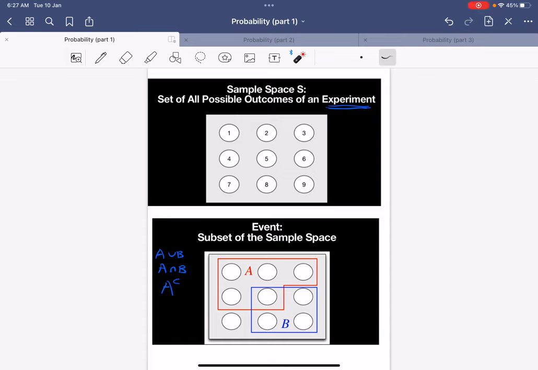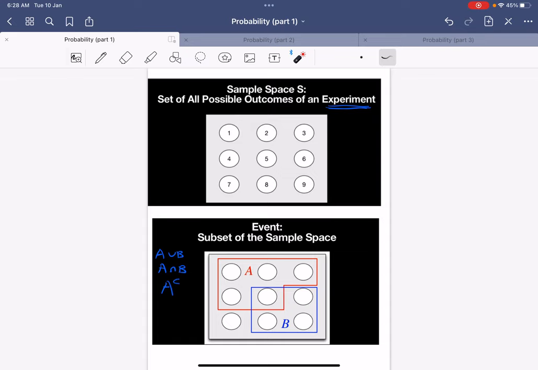This course will be a simple course on probability, for better understanding and a more intuitive approach towards understanding probability. Let's begin with first defining what a sample space is.